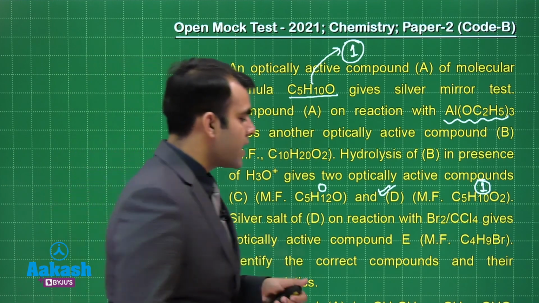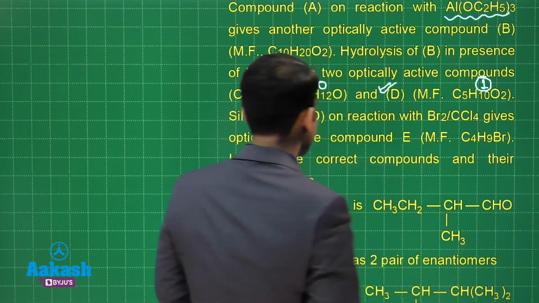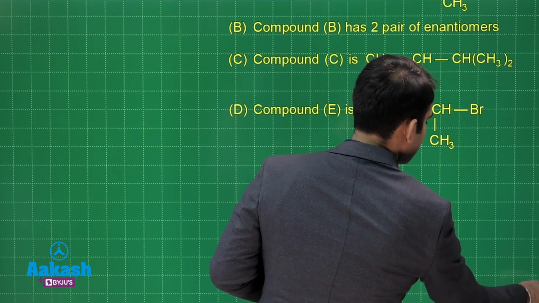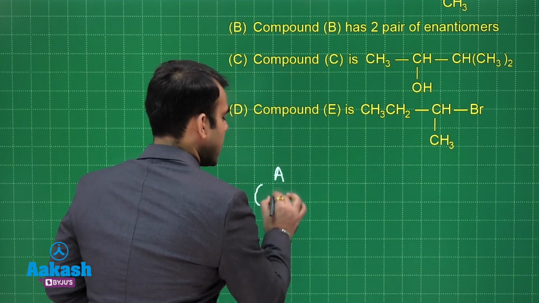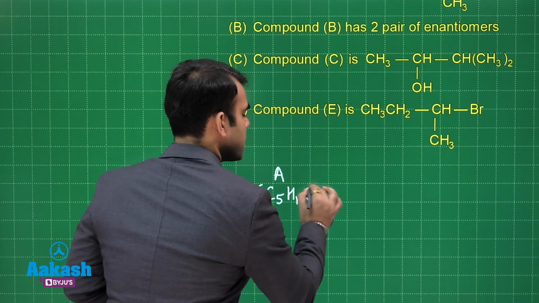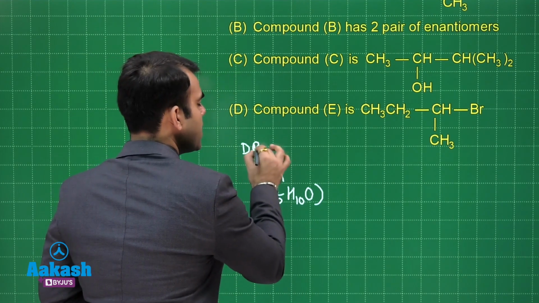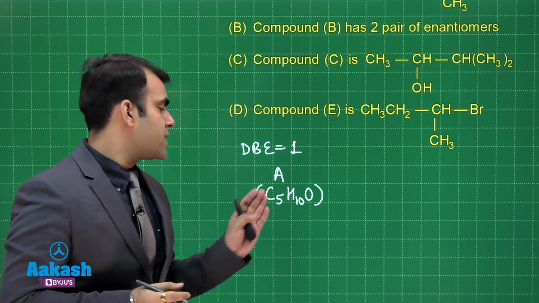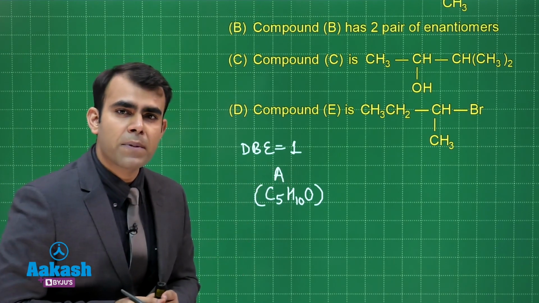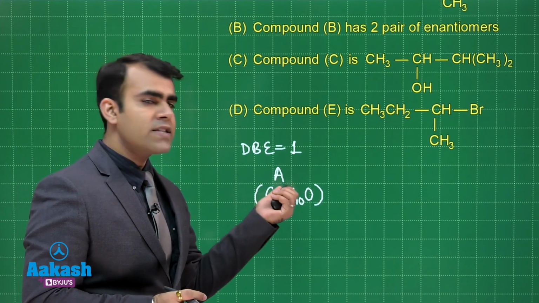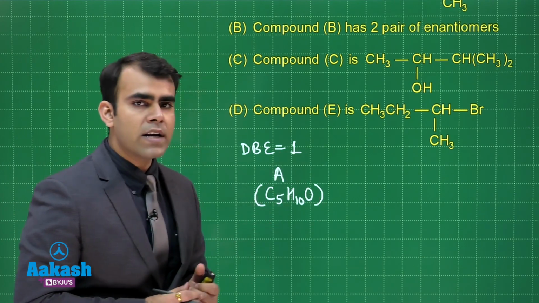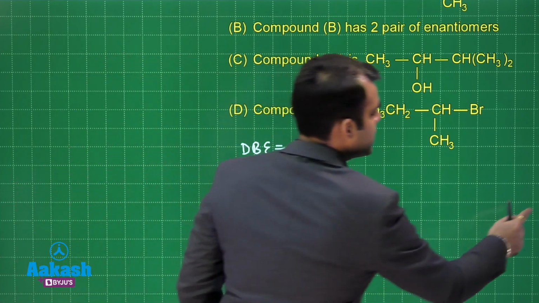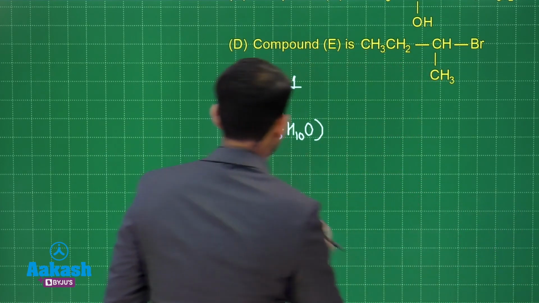Now, after that, identify the correct compounds and their characteristics. So, first thing is we are going to write each and every reaction. Let us start with A. Now, A contains 5 carbon, 10 hydrogen atoms and 1 oxygen, and as I have told you, the DBE here is 1. Now, this is giving a positive silver mirror test, and if it is giving a positive silver mirror test, it can be an aldehyde, because you can see that we are having 1 oxygen and 1 DBE, and for Tishchenko we need an aldehydic group. So, yes, there is a possibility that A is an aldehyde.